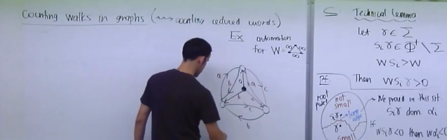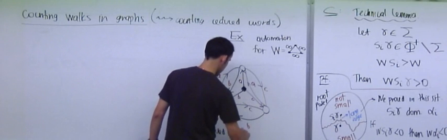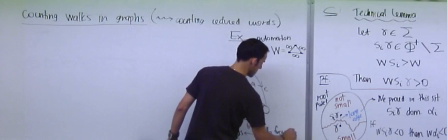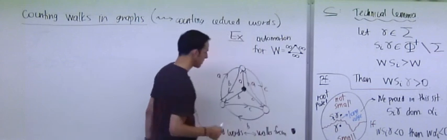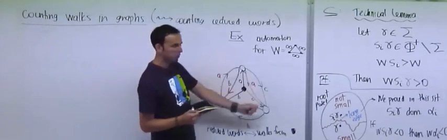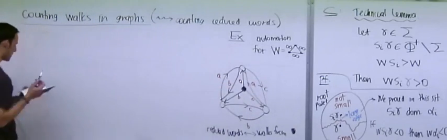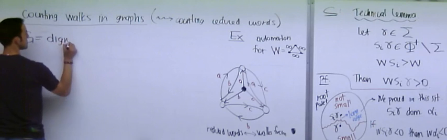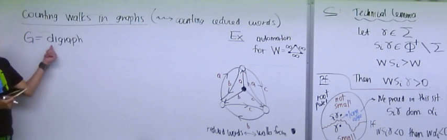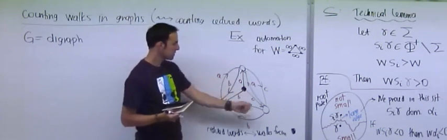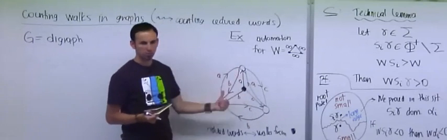And so we know that reduced words correspond to walks from this start vertex, the black vertex. And so I'm going to develop a theory of counting walks in a graph, and in particular I'm going to apply it to this guy. So let's say that G is some digraph. Remember what I told you what this is? It's a directed graph, like this one, where you have vertices, you have edges, and edges are one way. They're directed edges.